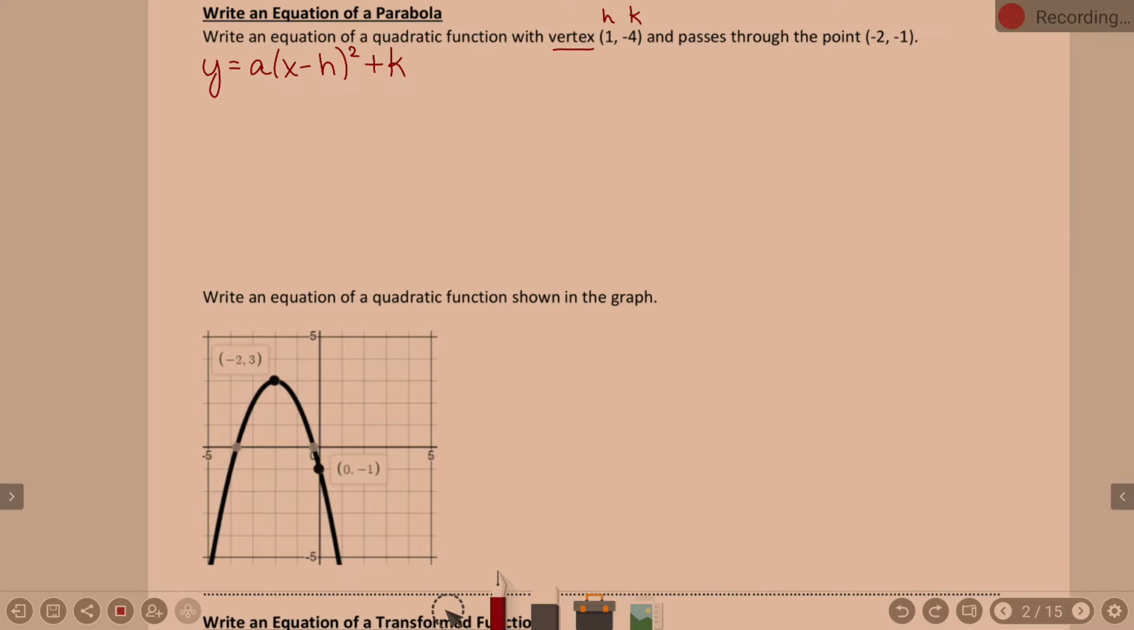So we know automatically, we're given the vertex, we know H and K. So at this point, I know my formula is y equals, I'm going to leave that A blank, x minus 1 for the H, quantity squared, plus K, minus 4. Now, what about A? Put a question mark there for right now. Do we know A? We don't know A, do we?